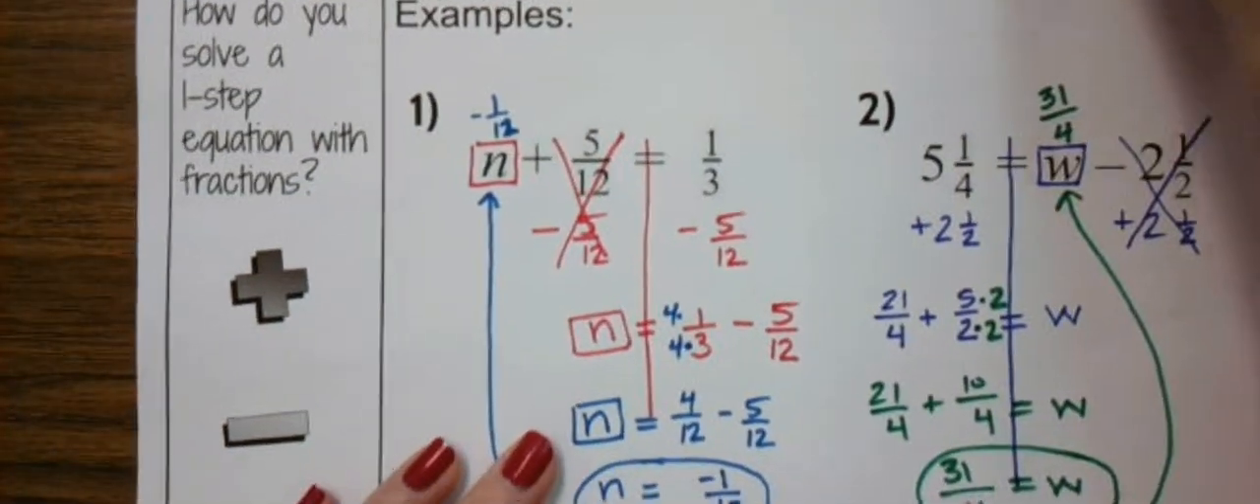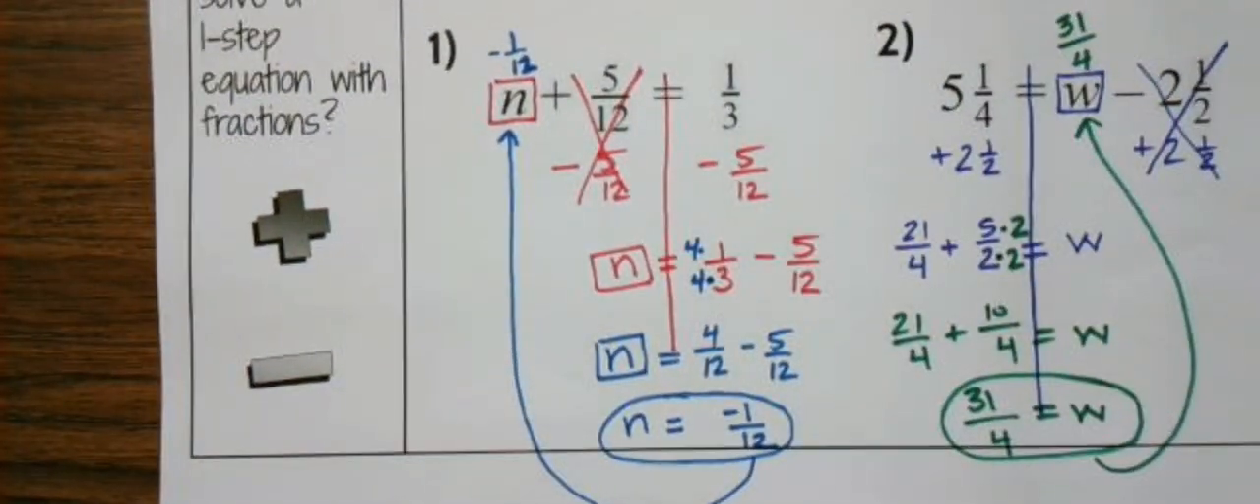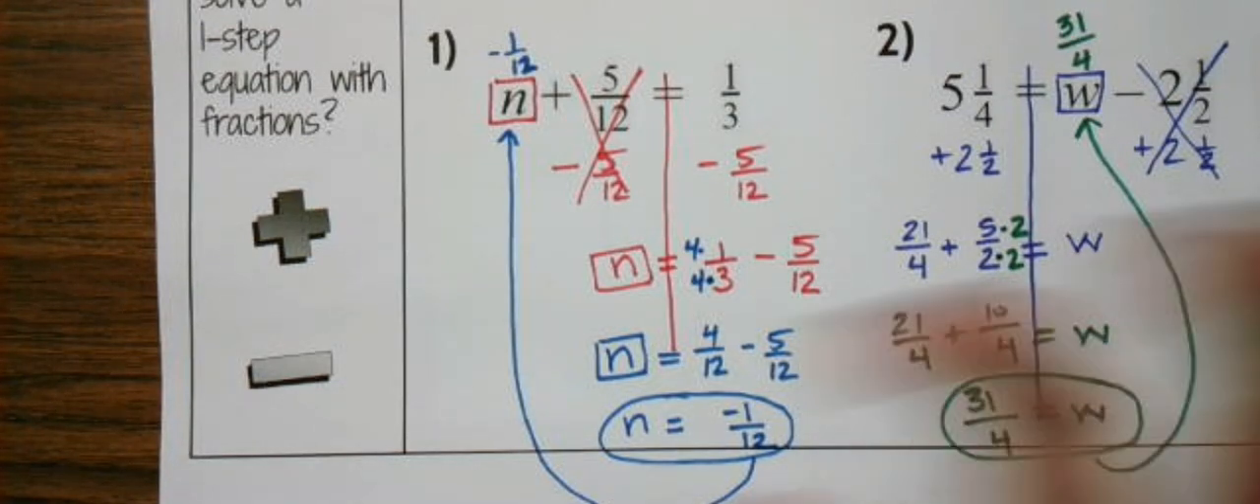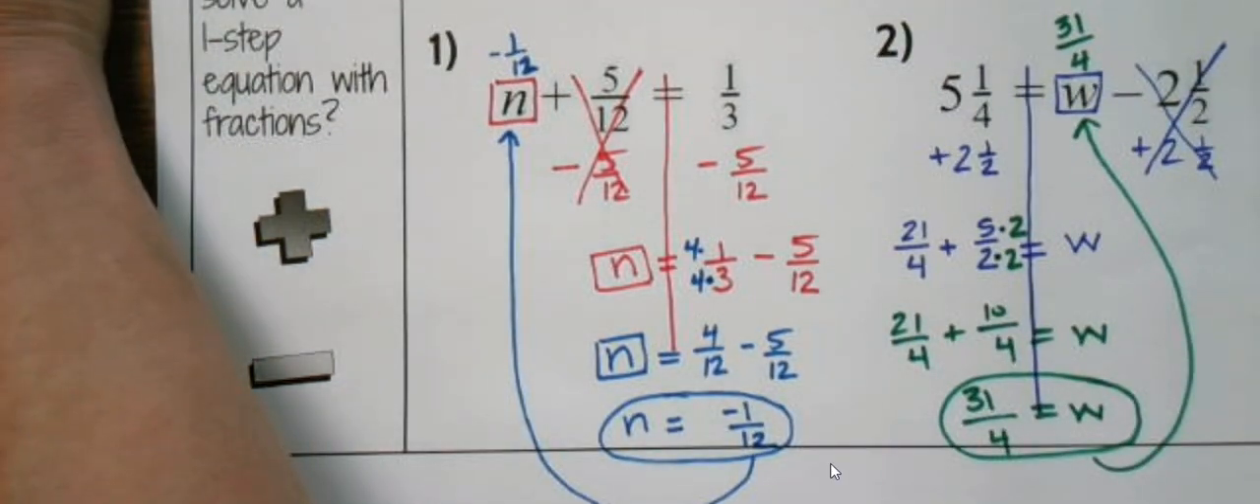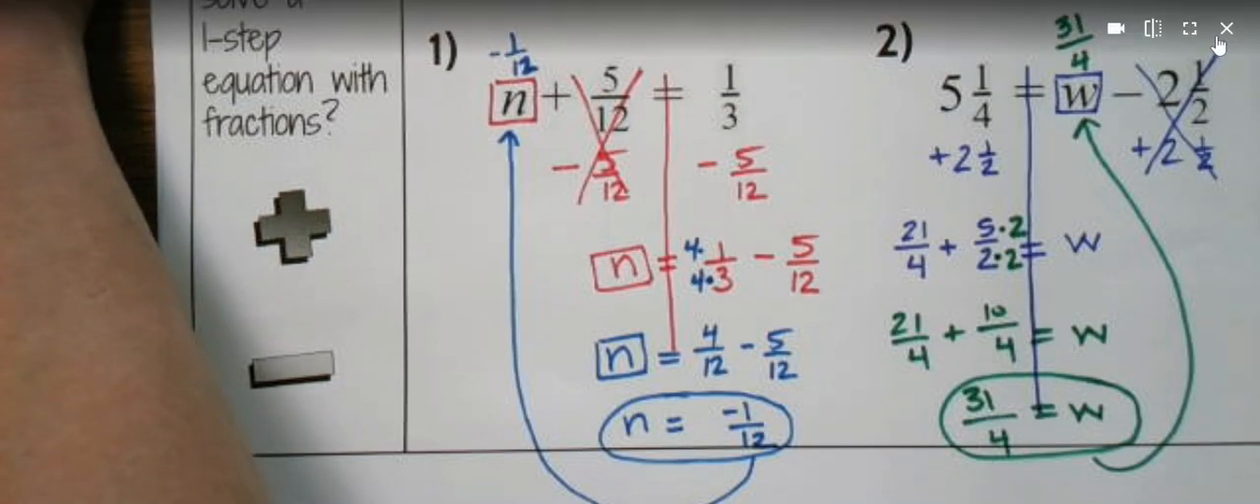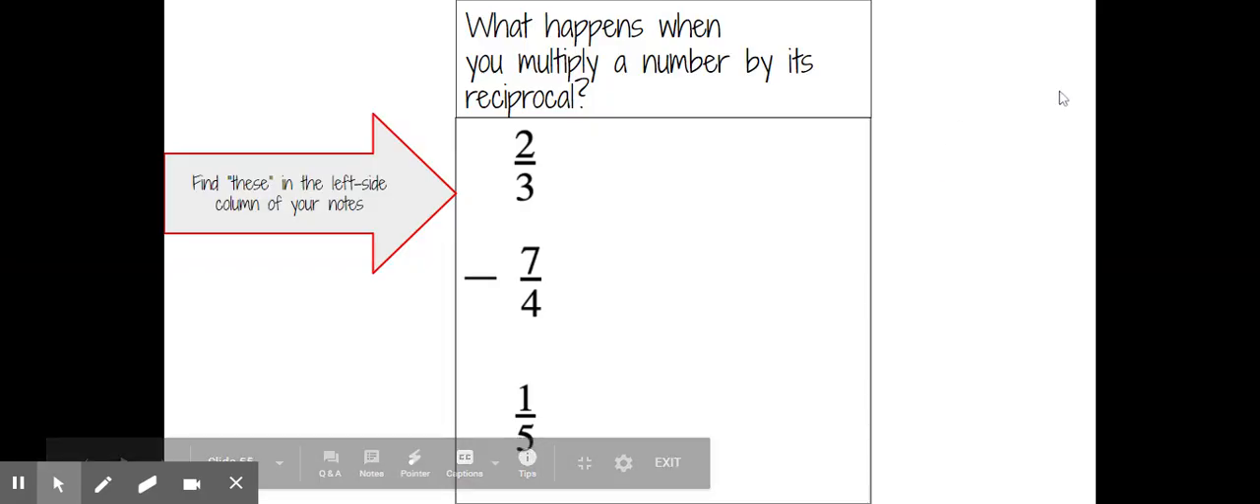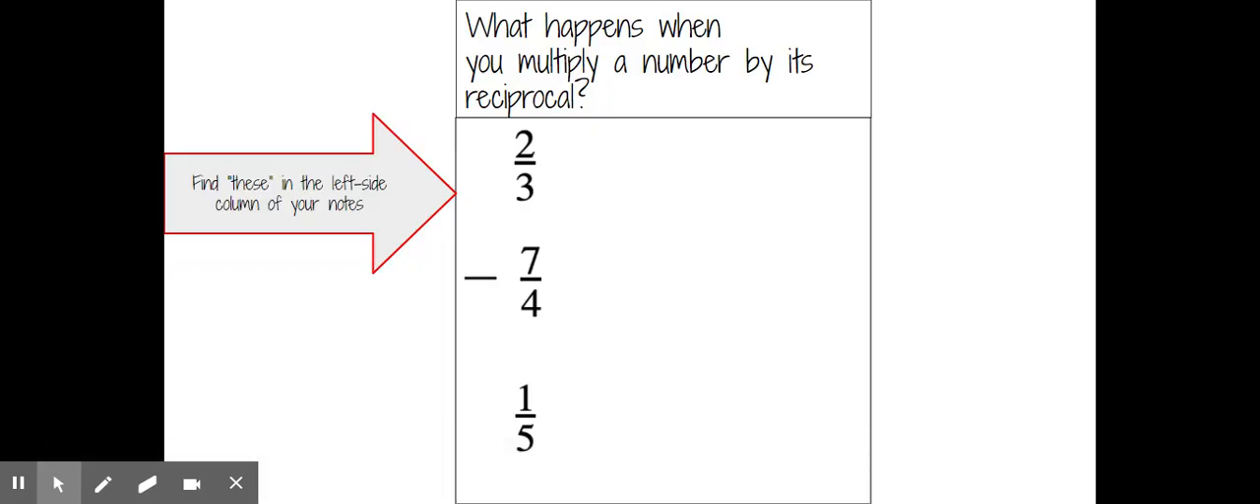Now in our next examples, we're going to see multiplication. We're going to see a fraction that is attached to a variable. I'd like you to first in your notes find this on the left side column of your notes. What happens when you multiply a number by its reciprocal? So we're just going to take a step back real quick before we hit number 3.